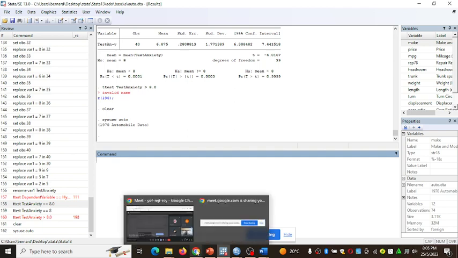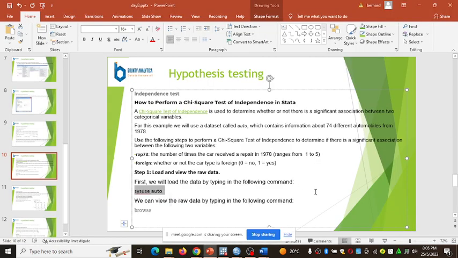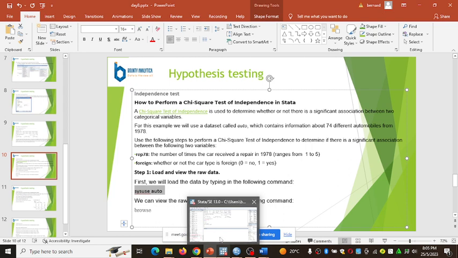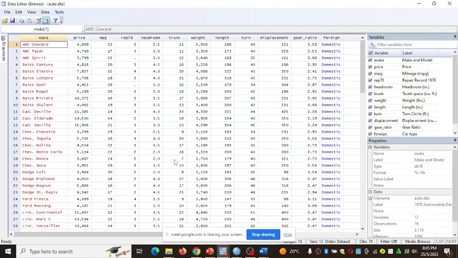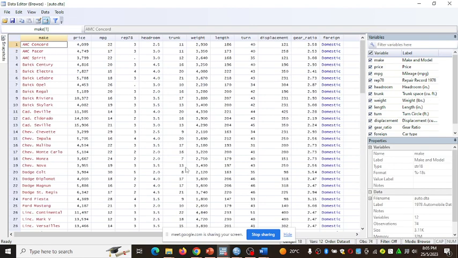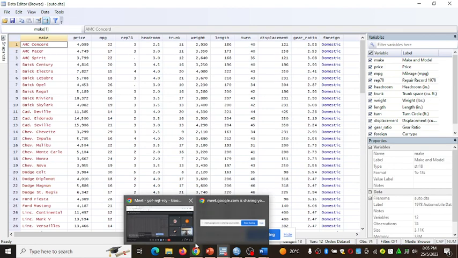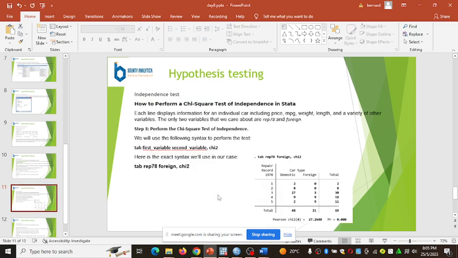Make sure you do what I'm doing from my hand, and you can have a look at the data itself. So type browse, click enter. This is the data that we have here, and we can have a question on that we want to answer.